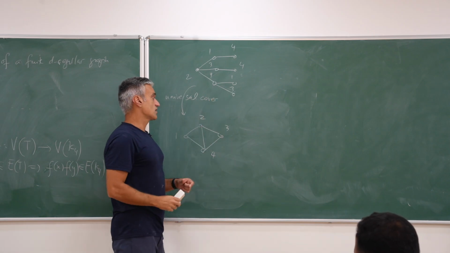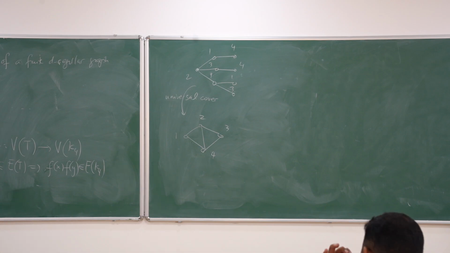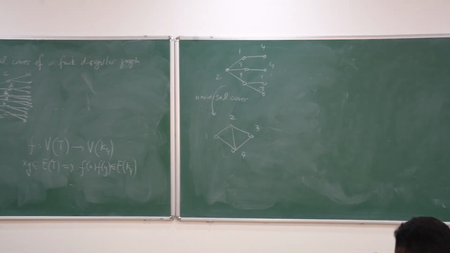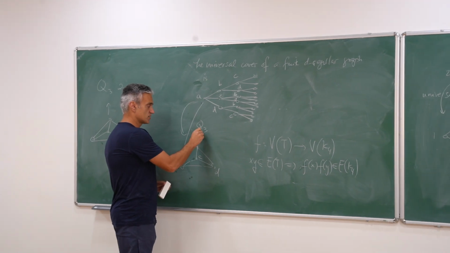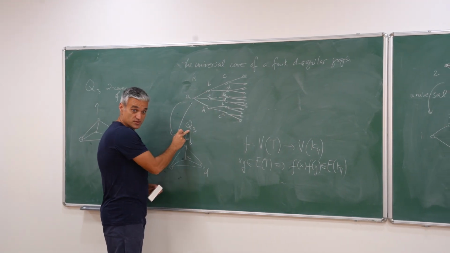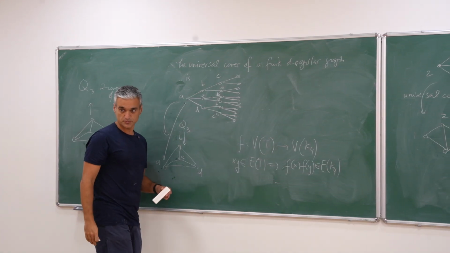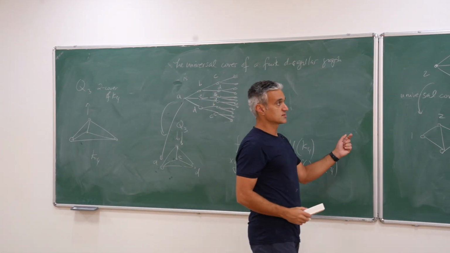These graphs are called universal covers because if you give me any finite cover of this graph, like if you give me something like Q3, which covers this graph, this cover will also cover it. So the universal cover will cover every finite cover of it. Okay, and the same thing here.